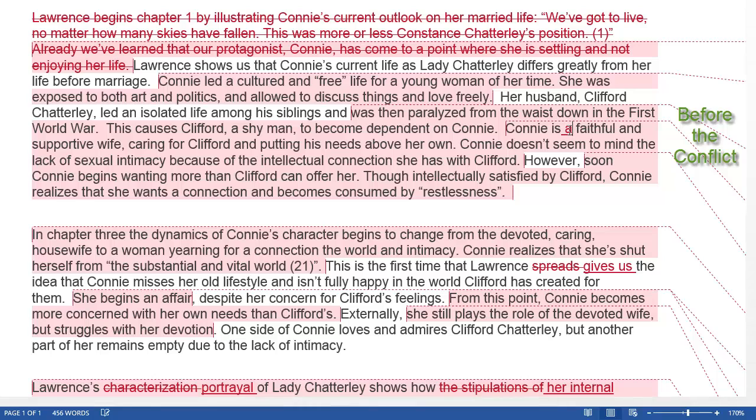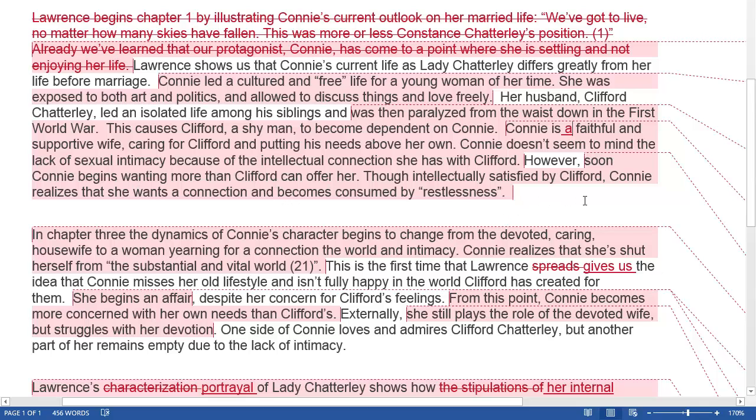This is the way she was. Caring for Clifford and putting his needs above her own. Connie doesn't seem to mind lack of sexual intimacy because of the intellectual connection she has with Clifford. However, now we're getting to the conflict. Soon Connie begins wanting more than Clifford can offer.